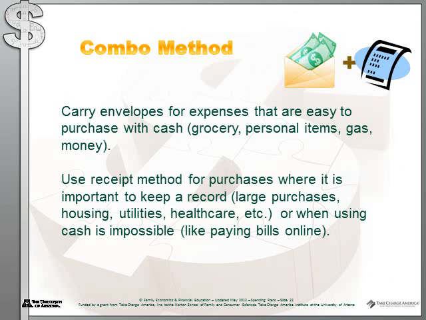The combo method is a popular method for controlling expenses. With this method, you carry cash envelopes for expenses that are easy to purchase with cash, such as groceries, gas, etc. Use a debit card or check and collect the receipt for purchases where it's important to keep a record, like making large purchases, or when using cash is impossible, like paying bills online.